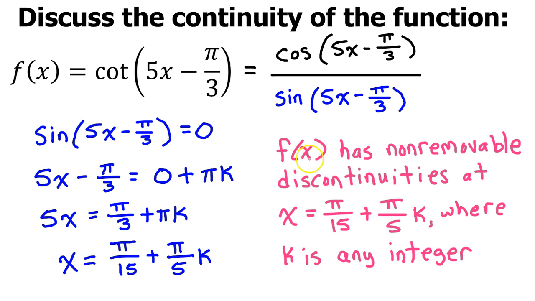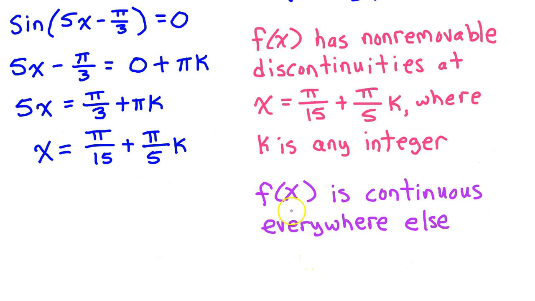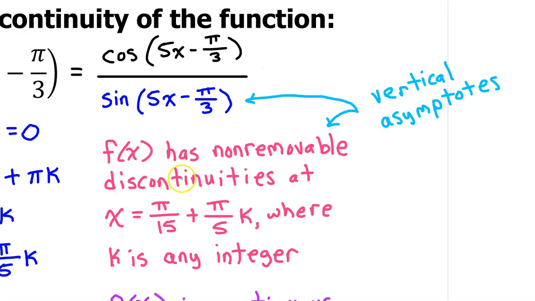So we can now say f of x has non-removable discontinuities at x equals pi over 15 plus pi over 5k, where k is any integer. Don't forget to add f of x is continuous everywhere else. Again, we know the discontinuities are non-removable because dividing by 0 like this leads to vertical asymptotes, which are non-removable discontinuities.